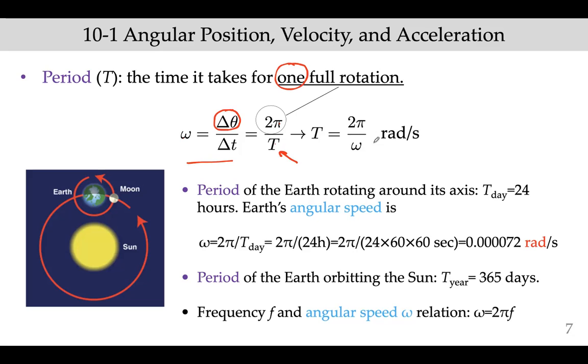Here, radians per second would be the unit of omega. The unit of the whole thing will be, so here you have radians, and in the denominator you have radians per second, so the whole thing will be in seconds.